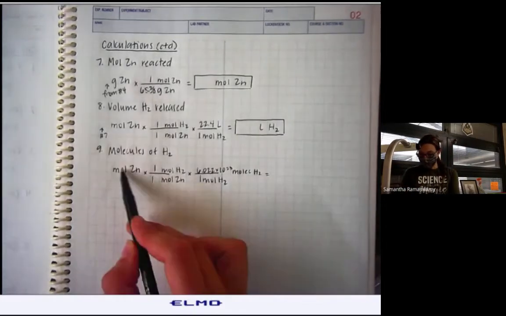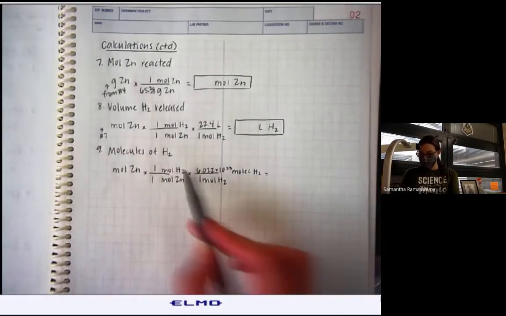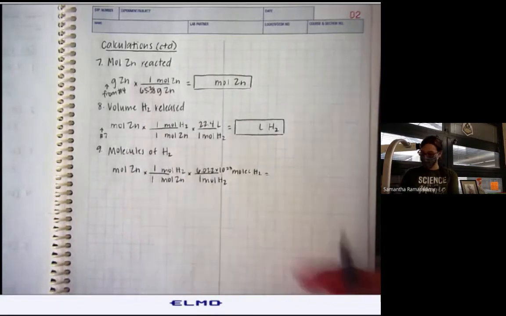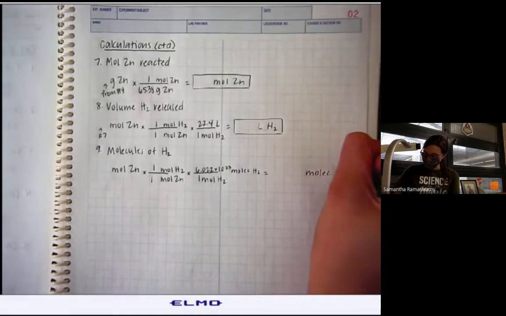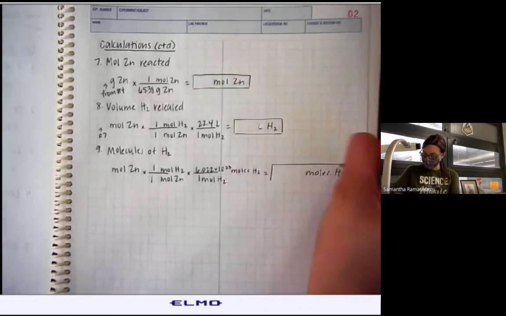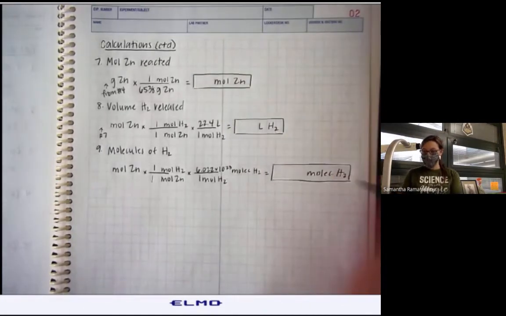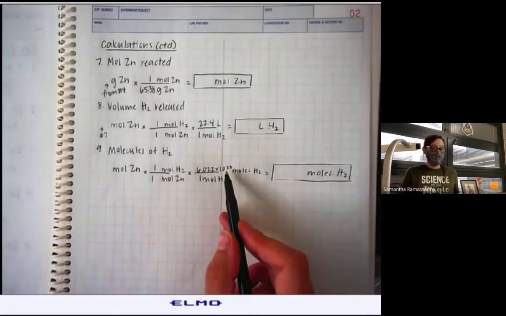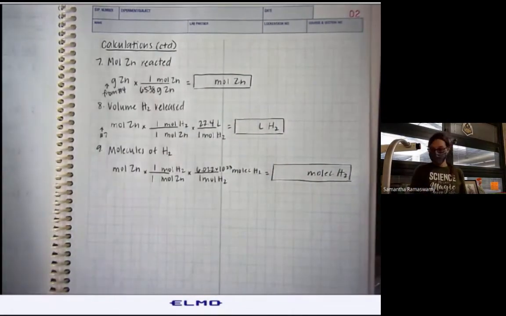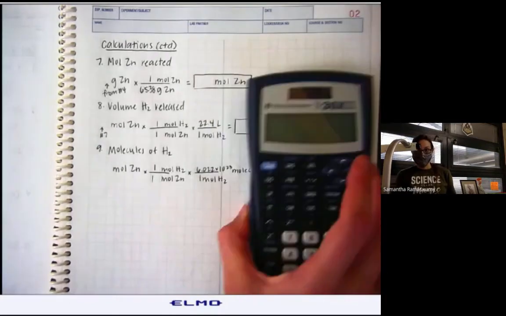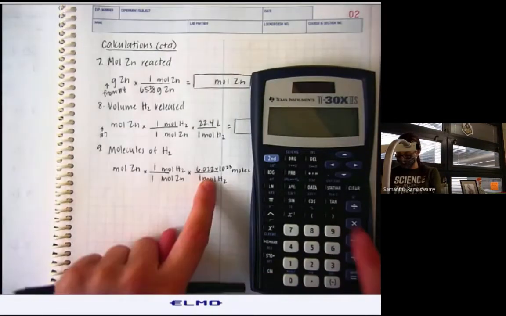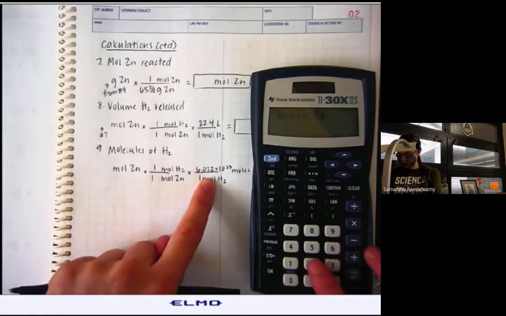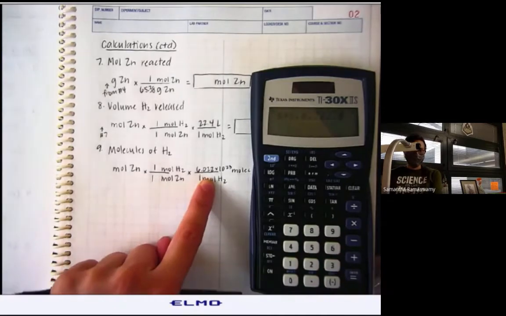So if I double check, my moles of zinc cancel, moles of H2 cancel, I'm left with molecules of H2. And so put this in your calculator. This is why a scientific calculator is important, because you have to be able to put Avogadro's number in. So on ones like mine, I would do whatever my moles of zinc is times 6.022 E23. And then I would hit enter.